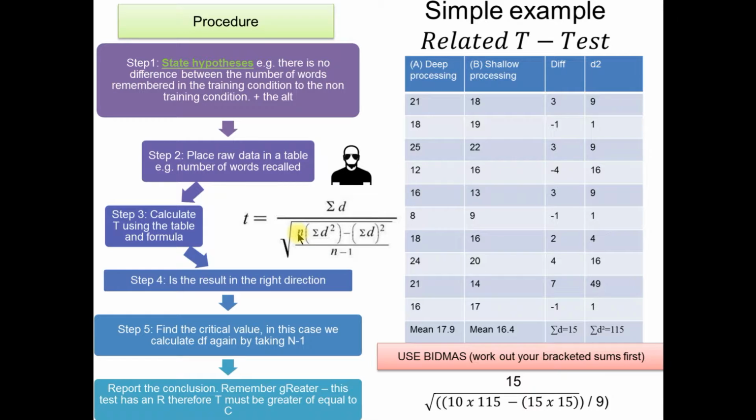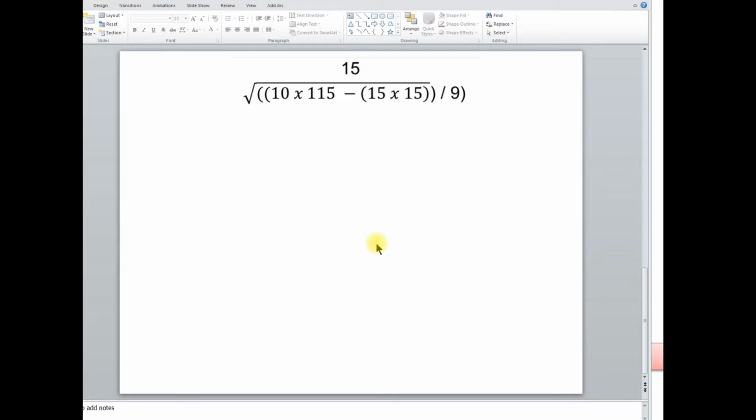What is n? Well, n is the number of participants in the study, in this case 1, 2, 3, 4, 5, 6, 7, 8, 9, 10. Yep, you've worked that out from down there, so that's 10 times sum of d squared minus sum of d squared outside the brackets over n minus 1. So this is what the equation should look like, having put our figures in it.